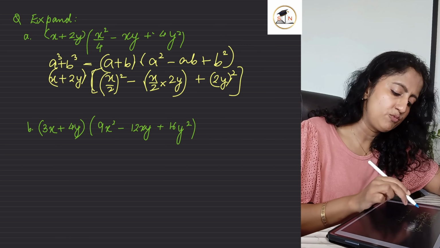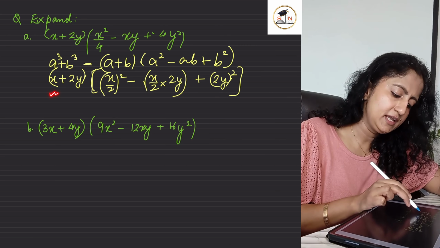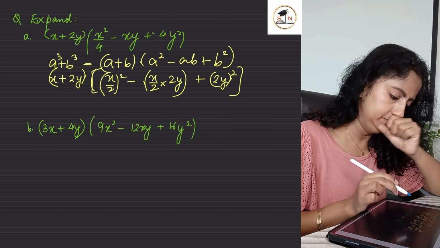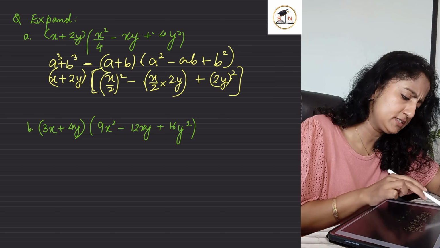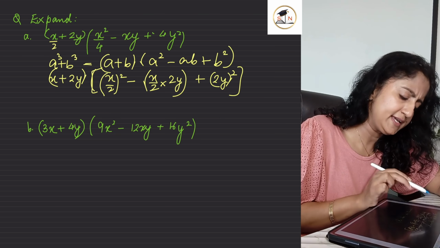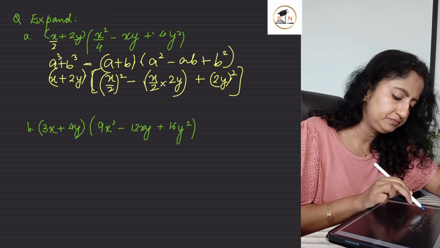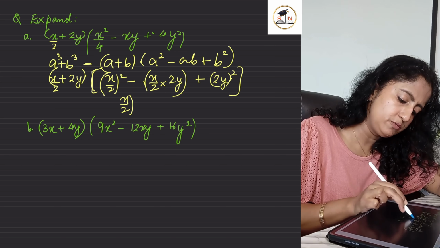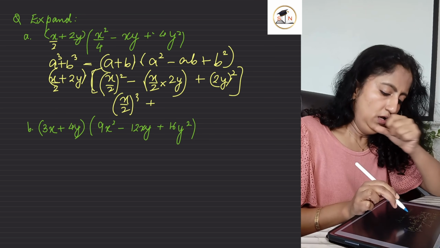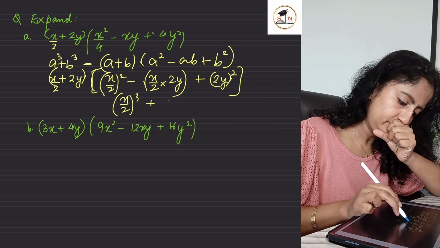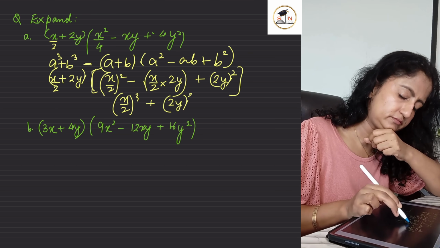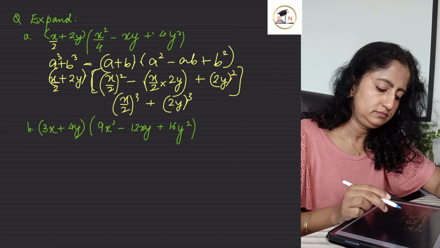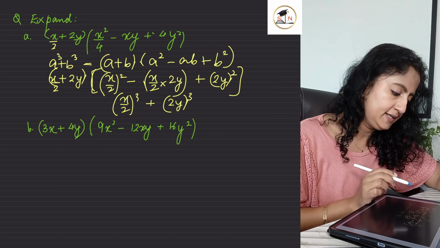So that means what we are left with is a plus b, right? I think the question is slightly wrong. It should have been x by 2 over here, right? So we get x by 2 whole cube and 2y whole cube, right? Now, moving on with the next part.